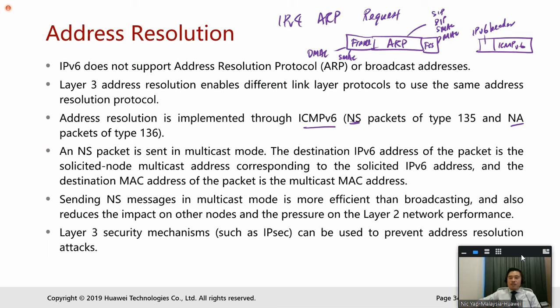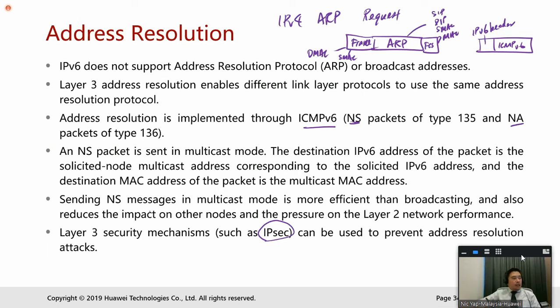And transmission in multicast mode greatly reduces the performance pressure, so you do not have a lot of messages as when we keep sending ARP requests, because an ARP request in IPv4 is just broadcast to everybody. This layer 3 mechanism can also be used to prevent address resolution attacks when you enable IPsec encryption of the information. In this case, you can prevent address resolution attacks.